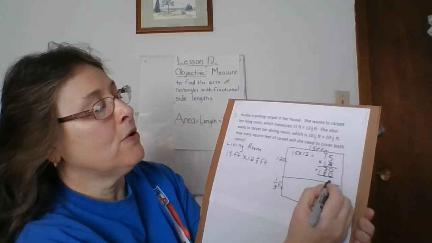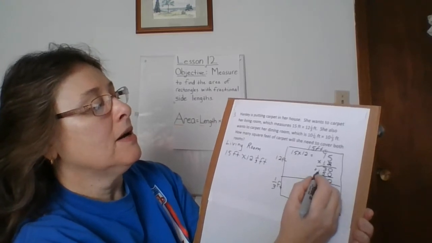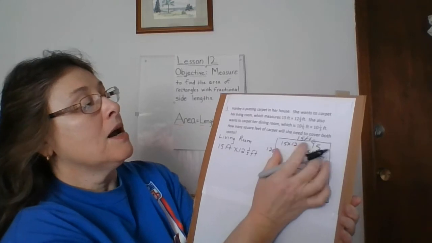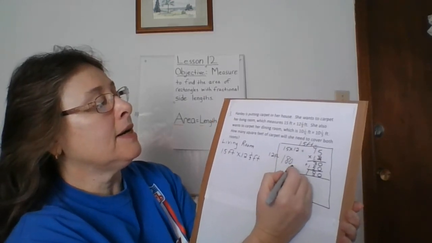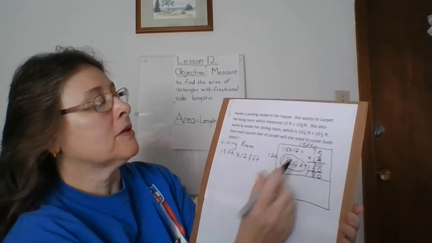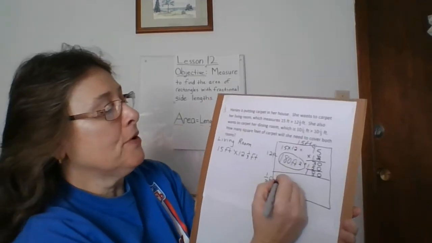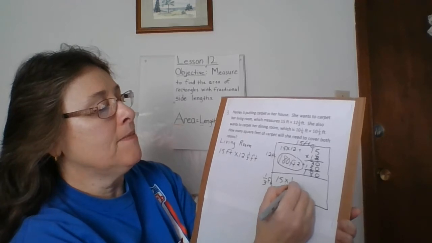Add it up. 0 plus 0 is 0. 3 plus 5 is 8. And 1 plus nothing is 1. So my area for the top is 180 feet squared. That's the section. Now we have to do 15 times a third. So we're going to do 15 times 1/3.